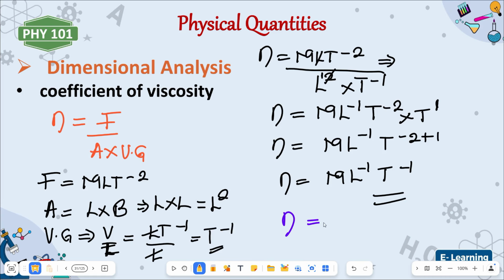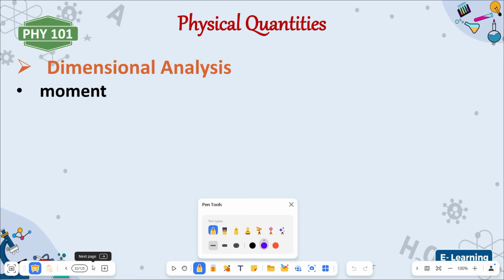What is the measurement, the unit using this? Mass is kg. L, which is length, is in meter. We have minus 1. Time, capital letter T, is in second. So this is the unit. So from the dimension, you see that you can easily get the units. Is that okay? So that is that for that particular one.